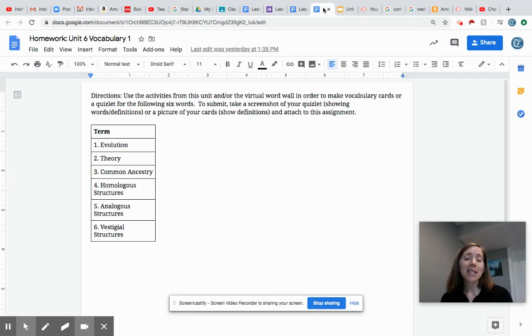How am I gonna see if you did it? Well, you're going to take a screenshot either of your Quizlet on the page with your definitions and your words, or if you do actual physical cards, you can take a picture of your cards and post it, attach it to this assignment.